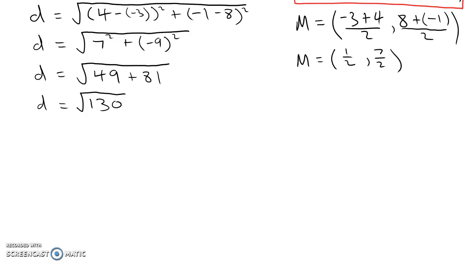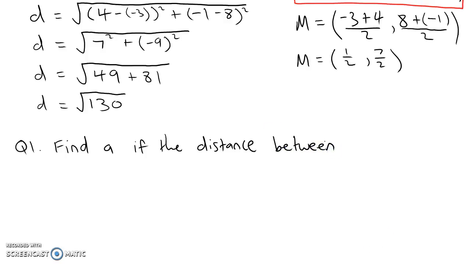Now let's have a look at a question that involves a slight variation of our distance rule. So find a, the distance between 2, a and 4, 9 is root 5.